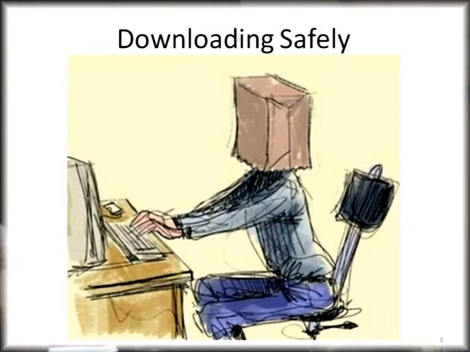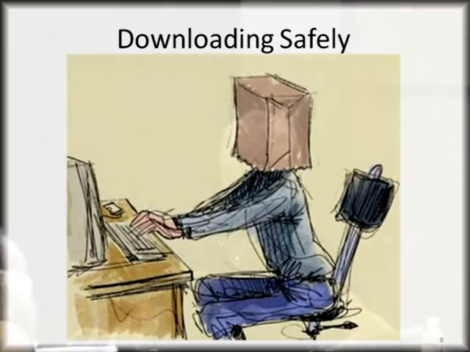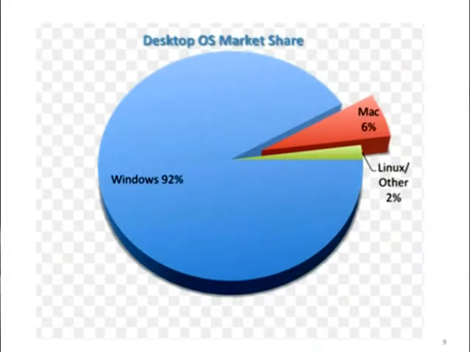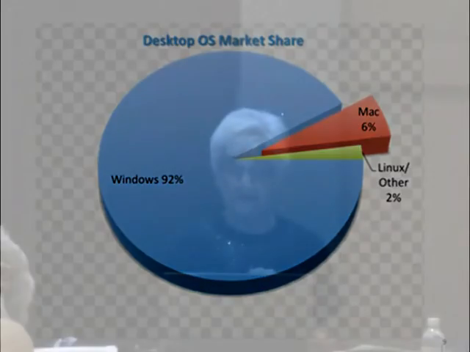Now we're going to talk about how to download safely. We don't do that blindly. Windows is the most popular operating system in the world. 92% of the world's computers operate Windows. Mac has 6%. This is according to last year's statistics. And then Linux and other operating systems comprise about 2%.